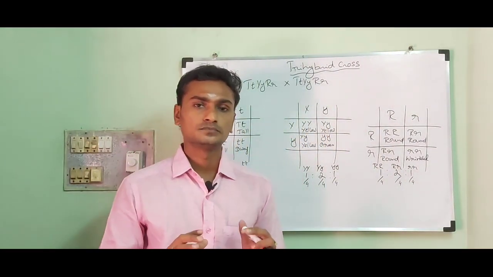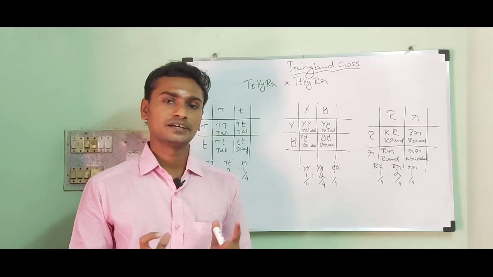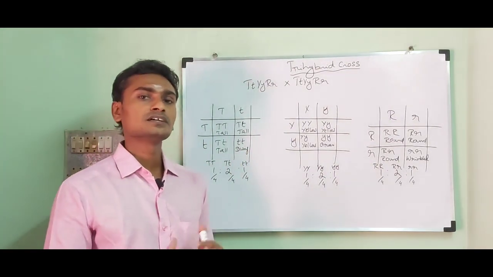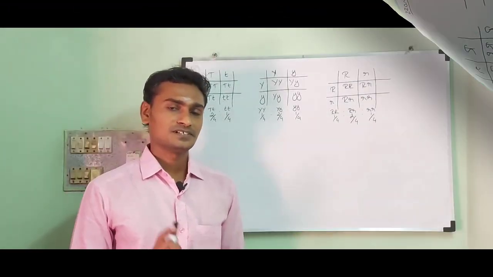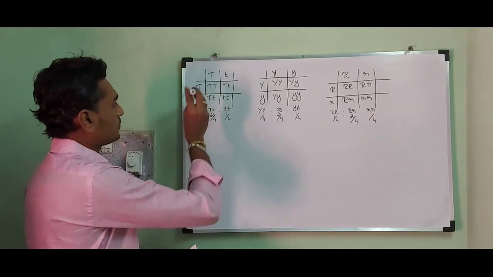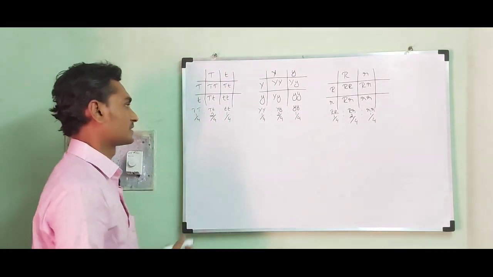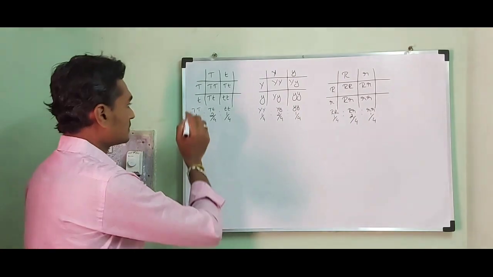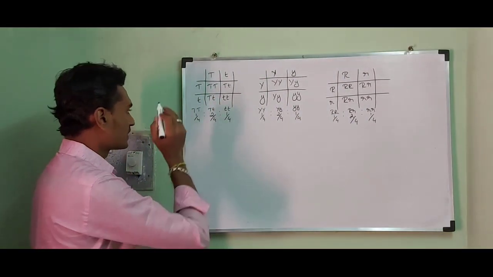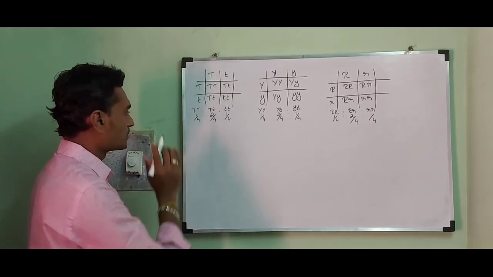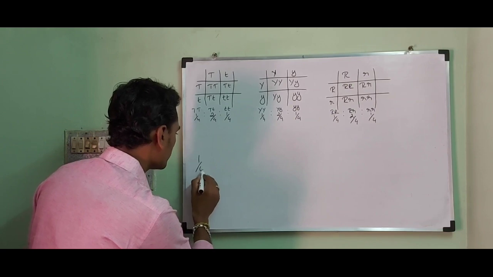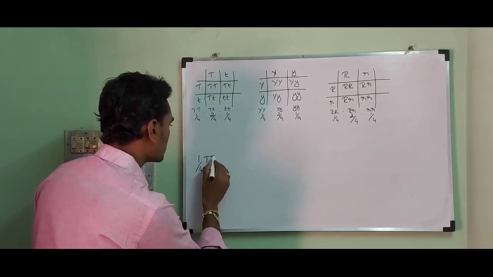Now I am going to create a fork line diagram with the help of the genes being considered. First I am going to take the first possibility in height character, that is capital T in the proportion 1 by 4. So 1 by 4 capital T.